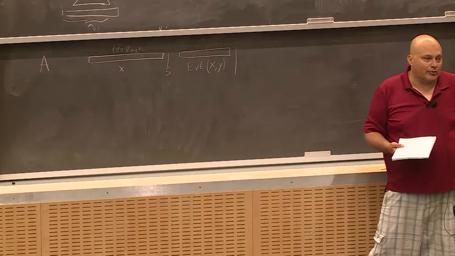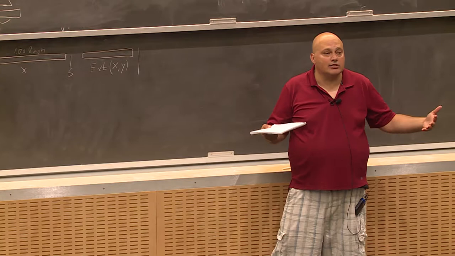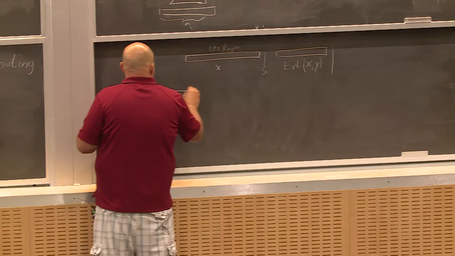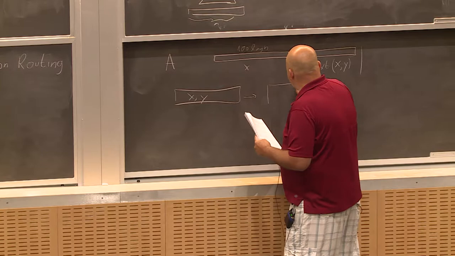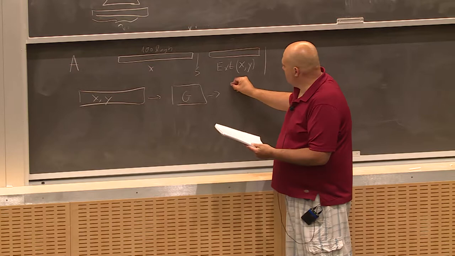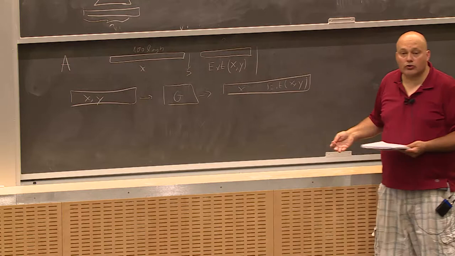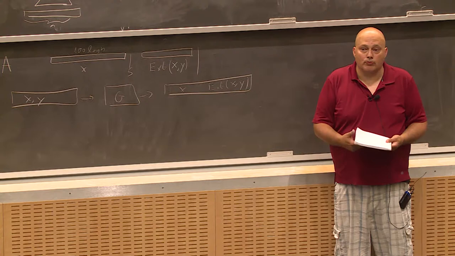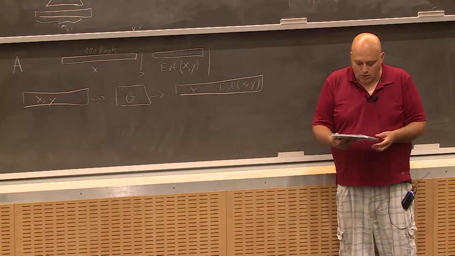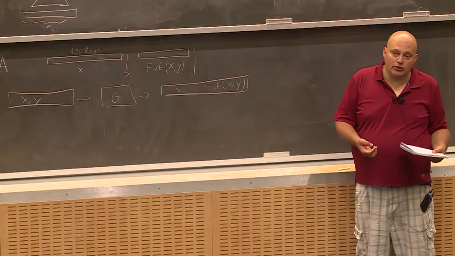Not a huge generator, but one that almost doubles my input, which takes XY and turns it into X concatenated with the extractor applied on XY. So we just argued that this is a pseudorandom generator that fools small memory, log memory computation. Okay? Once you believe that, this is a very primitive thing, but you can do lots of nice things.